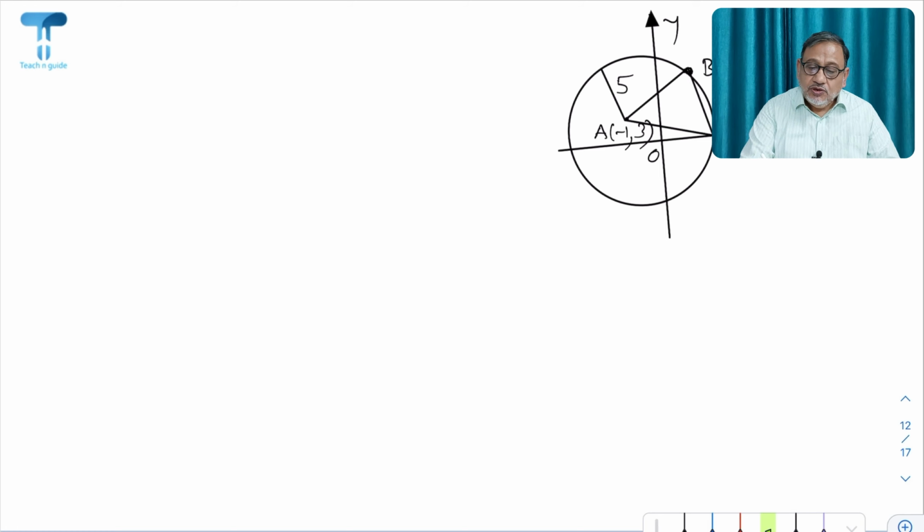Okay, so the radius of the circle is 5, so 5, 5, because this is an isosceles triangle, so in the isosceles triangle we can get two values of B. Okay, both will have same distance from A, right? So I hope this is clear to you, right?